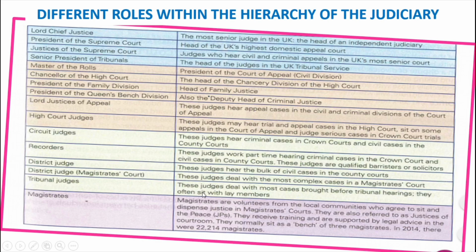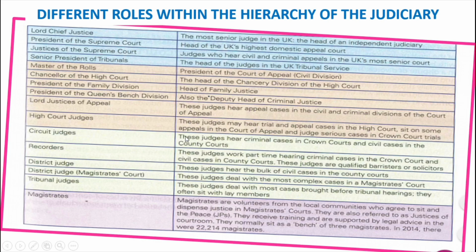You have tribunal judges who hear tribunal hearings, district judges who hear some of the most complex cases in magistrates' courts, other district judges who hear the bulk of civil cases in the county courts. You have recorders. These are judges who work part-time hearing criminal cases in the Crown Court and civil cases in the county courts. They're qualified barristers or solicitors.